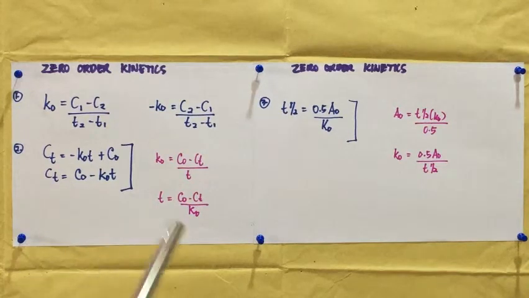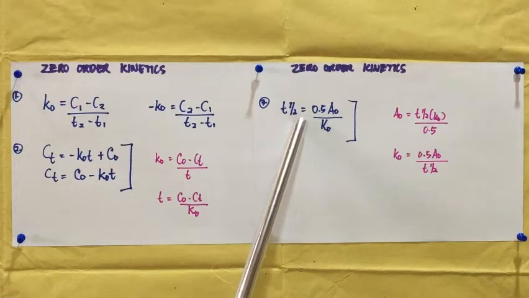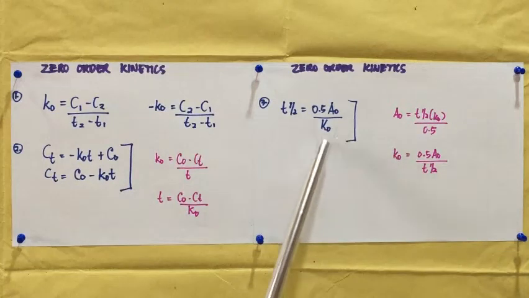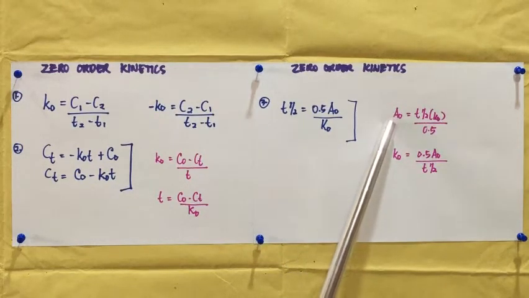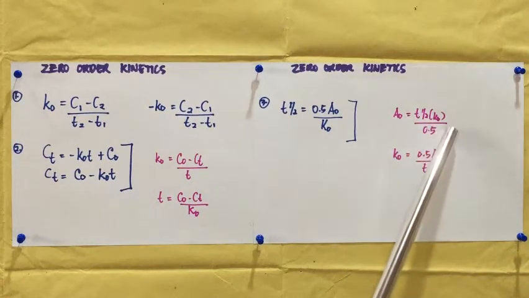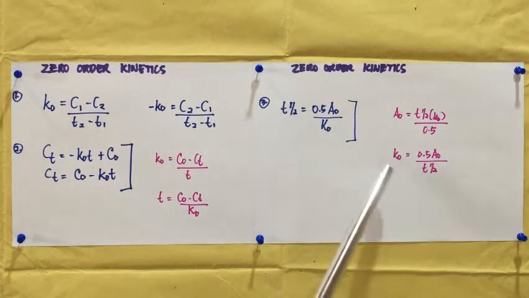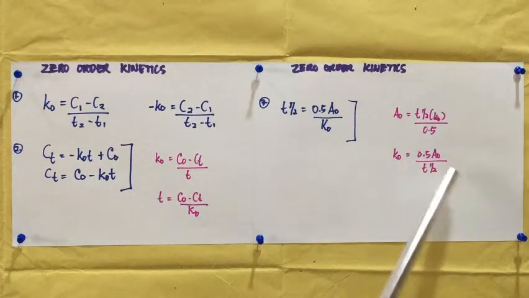The third formula is using the half-life. So T half-life is equivalent to 0.5 times AO divided by KO. From this formula, we can derive how to solve for AO. So AO, initial concentration, is equivalent to T1 half times the KO divided by 0.5. We can also derive how to compute for the KO from this formula. So KO is equivalent to 0.5 times AO divided by T1 half.